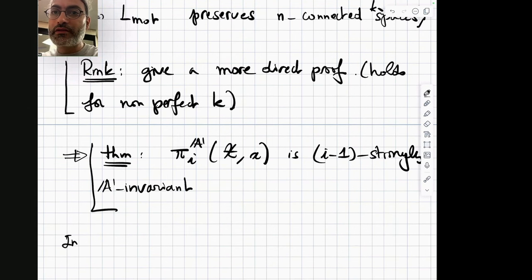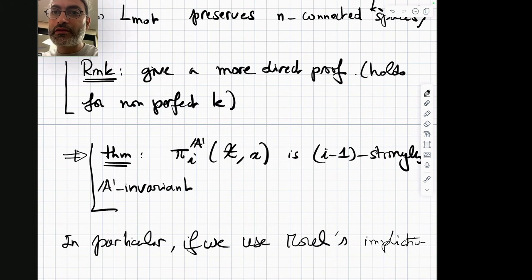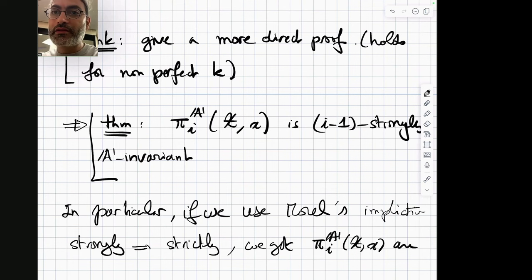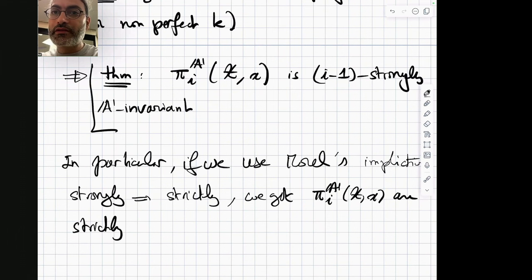In particular, if we use Morel's application that strongly implies strictly, we get that the pi i's are actually strictly invariant for i bigger than 2. And then one can do the case i equal 1 by a different method. Okay, so that's the plan for tomorrow.